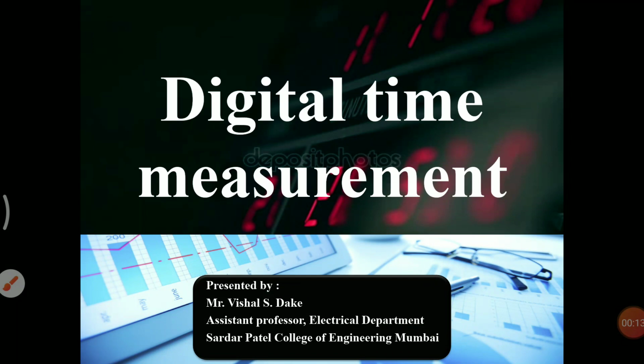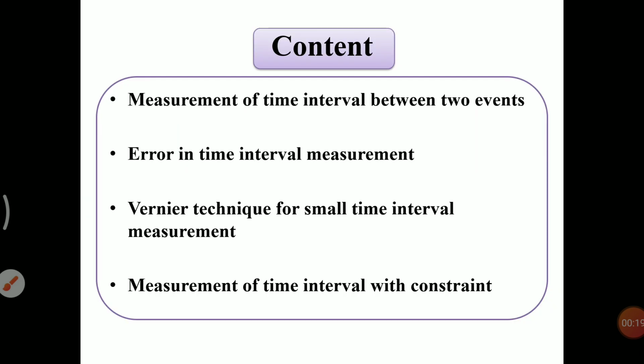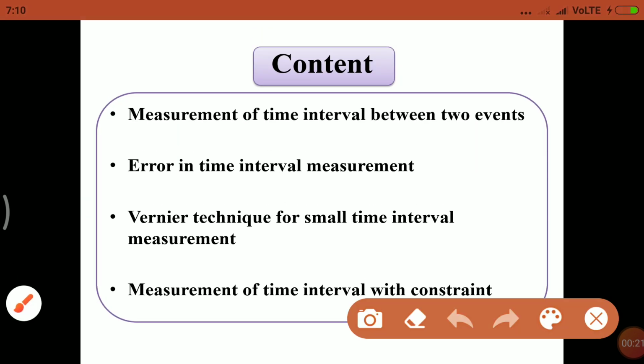In this video, we are going to discuss digital time measurement. So the content. The first point is measurement of time interval between two events. Second point, error in time interval measurement. Third point, Vernier technique for small time interval measurement. And last point, measurement of time interval with constraint.